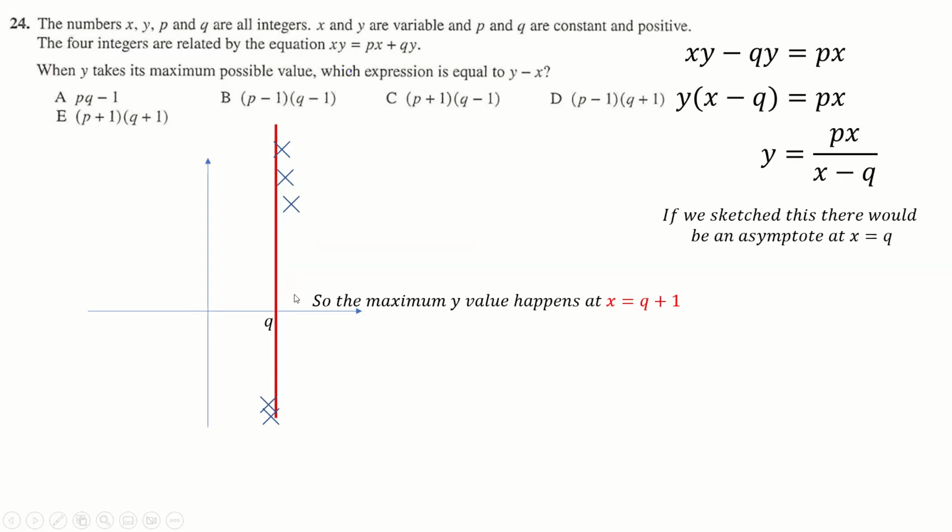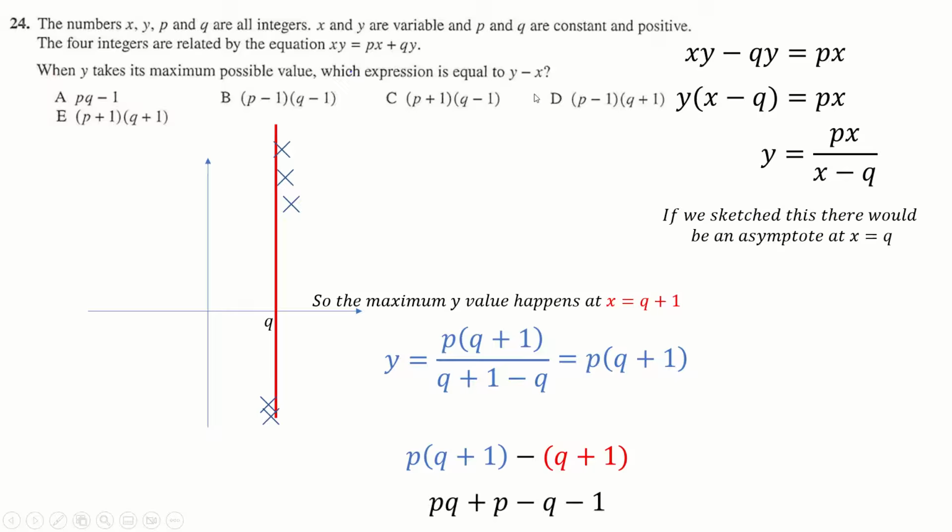You can't be any bigger because you can't choose a number for x closer to q than q plus 1, because we're all integers here. So okay, you put that x value into here, and you find q is this, and then all you have to do is do y minus x, which is that. Expand out, you can factorize, and you get this one here.